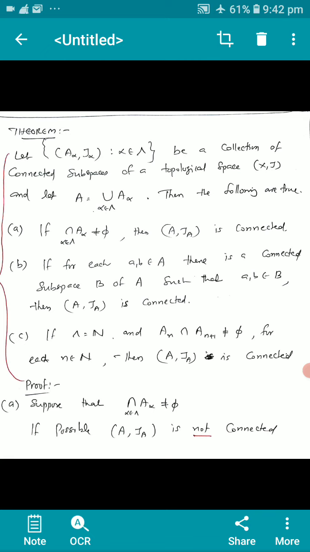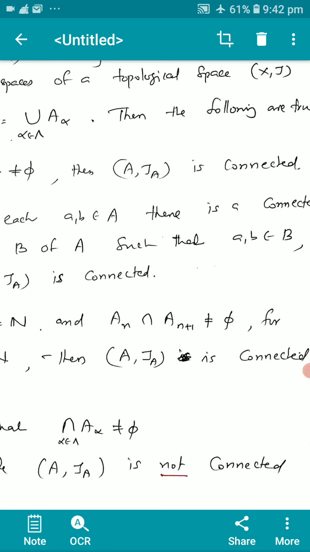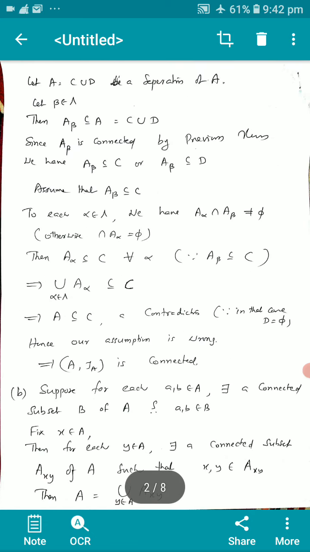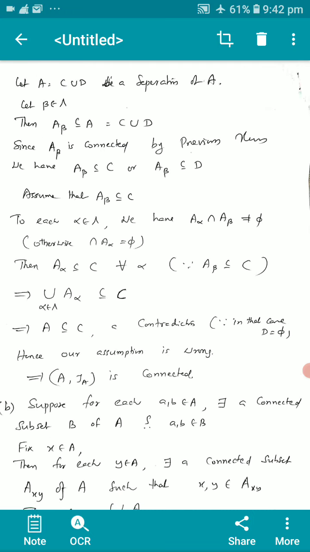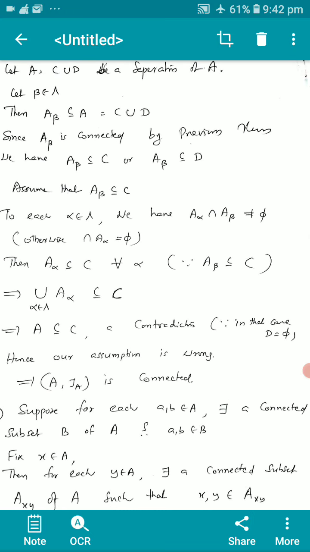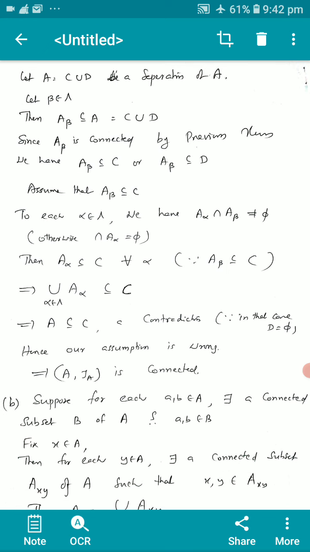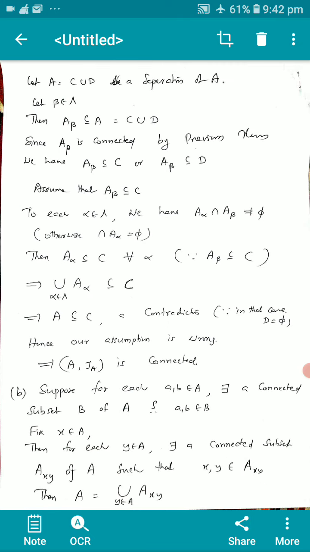If possible, A is not connected. That is the argument, negation argument. Then a separation can be taken. Let A equal to C union D be a separation of A. That is, C and D form a separation of A. Let beta be an element of the index set. Then E_beta is a subset of A. What is A? A is C union D. Since E_beta is connected, by the previous theorem we discussed in the last video, we have E_beta is a subset of C or E_beta is a subset of D.